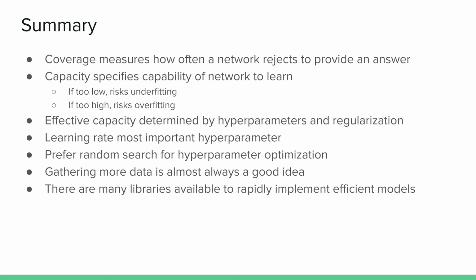And the effective capacity of our neural network is determined by our hyperparameters. And we can tune these hyperparameters, and if the capacity is too high, we can reduce it by adding regularization. The learning rate is the most important hyperparameter, and when you're doing hyperparameter optimization, you're searching for good ones here, perform a random search instead of a grid search, because that's more efficient and you will more likely get a good set of hyperparameters. If you only have time to tune one hyperparameter, go for the learning rate.